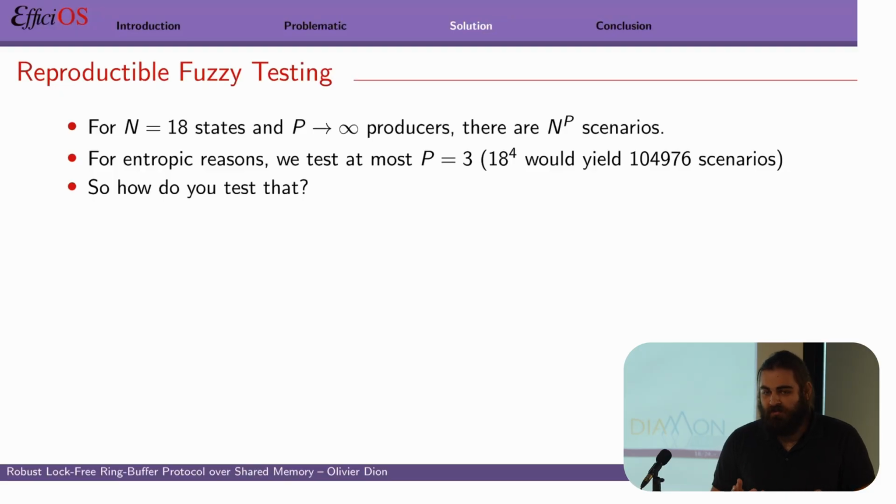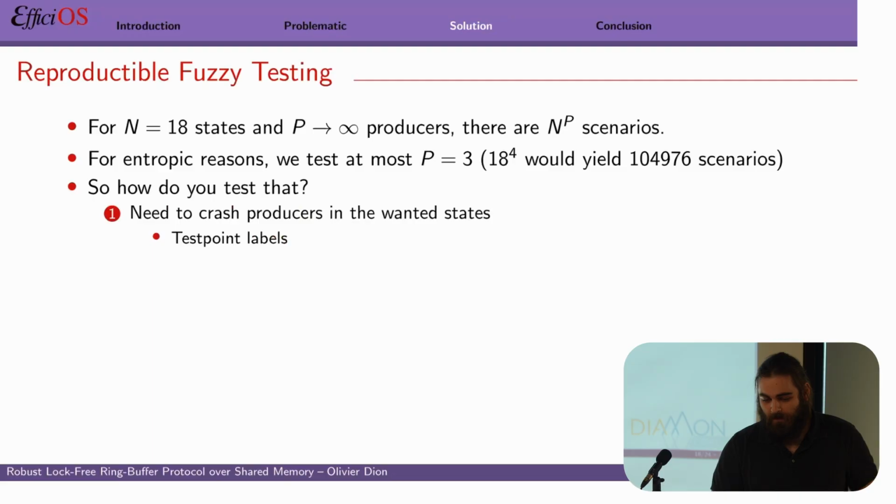But how do you test that many scenarios? You need to crash the producer in the wanted states.